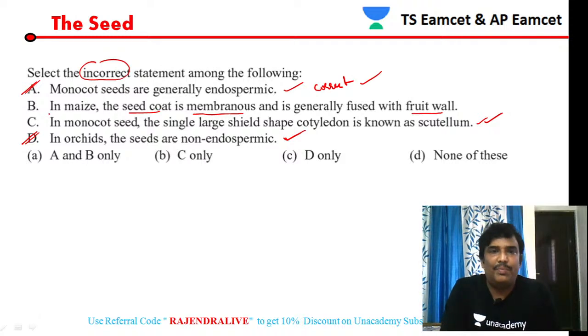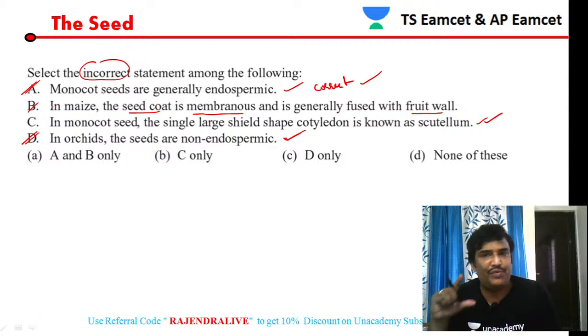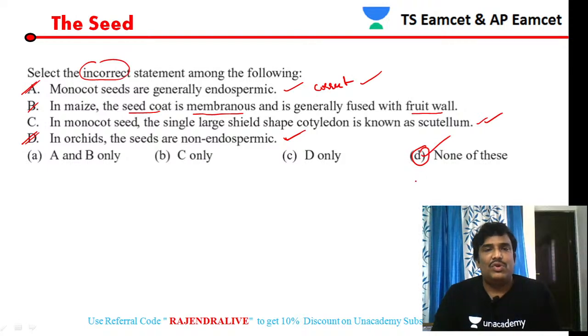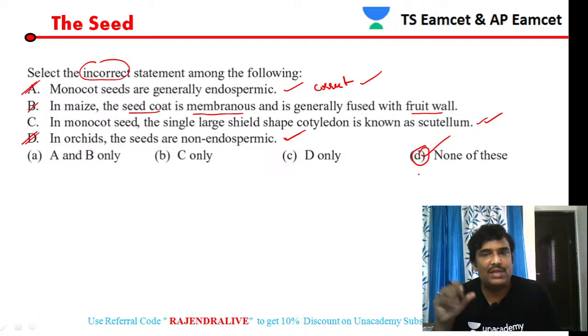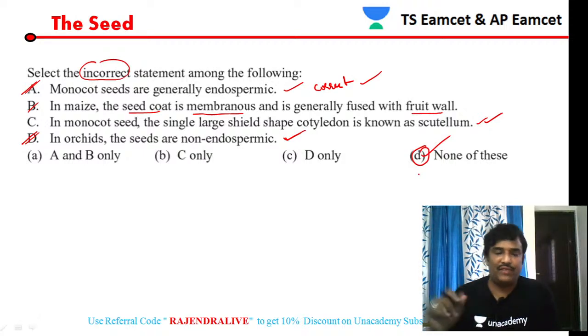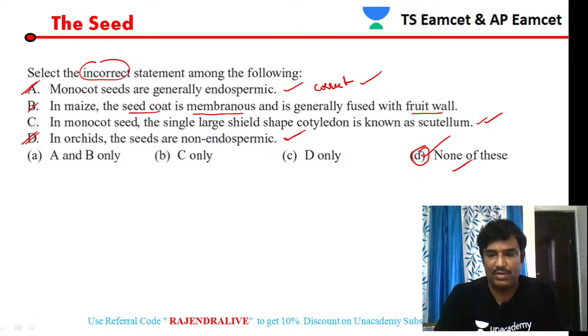B is also actually correct. The seed coat is membranous in nature and generally fused with the fruit wall. So none of the above will be our answer. All statements are correct. In maize, the seed coat is membranous, fused with the fruit wall. The monocot seed's large cotyledon is called the scutellum. That is also correct. So none of the above will be our answer.